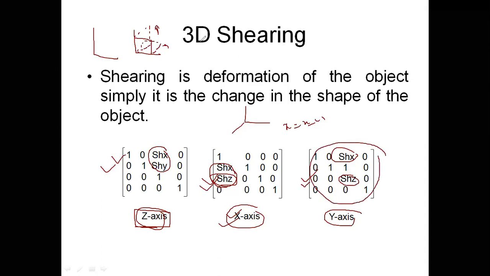So when we do the shearing, it is simply related to a change in the shape of the object, with respect to the axis, that is the matrix, that you have chosen, and it is also of 4 into 4 order. On the diagonal you can see all are one, and wherever the effect has taken place along the axis is written. Simply by using these matrices, the shearing can take place.